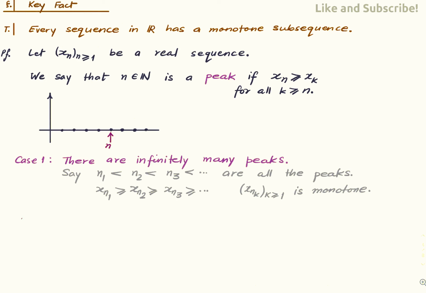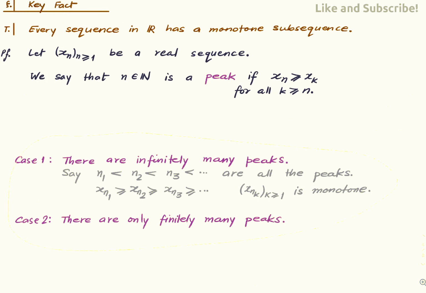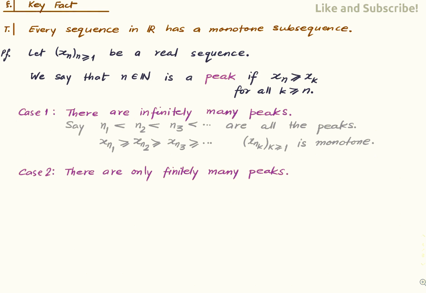Case 2 is that there are only finitely many peaks. In this case, we will end up producing a subsequence which is monotonically increasing.